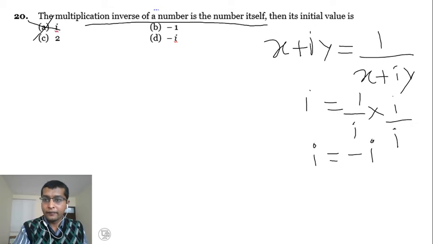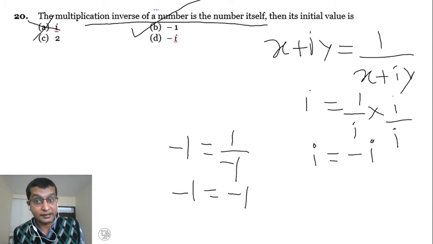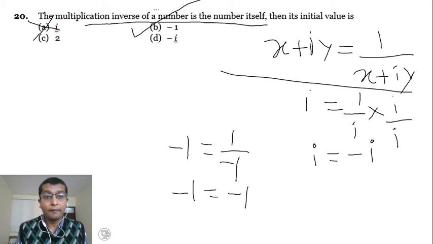Similarly, I take x plus iy as minus 1. Next, its inverse is 1 divided by minus 1. So we get minus 1 equal to minus 1, right? So B is the right answer here. In such a case, we have to use the definition of multiplicative inverse, then go through the options one by one, then we'll get the correct answer. In this example, the correct answer is B.